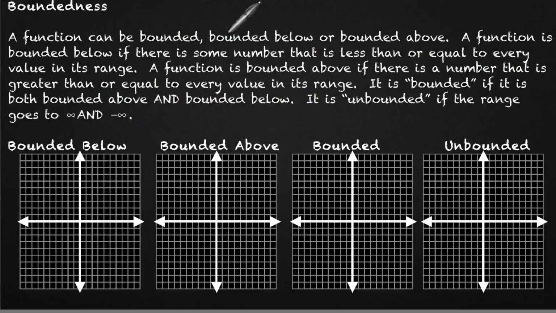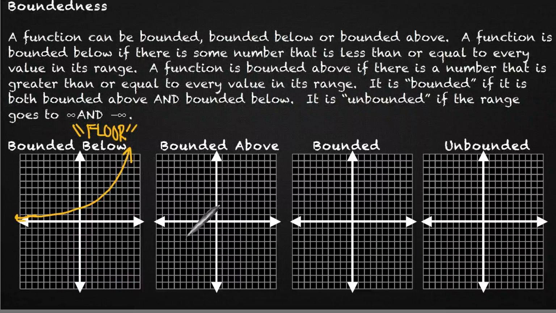All right, the last property that we're going to look at is what's called boundedness. Essentially there are 4 different ways a function can be described in terms of its boundedness. It could be bounded below, which means it has a floor. It has a lower bound, a number that it will never go below. So let's say it looks like this, maybe an exponential function. This function will never go below 0. It just flattens out. So that's called bounded below.